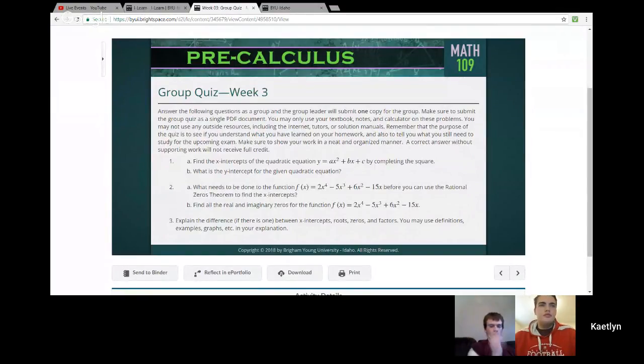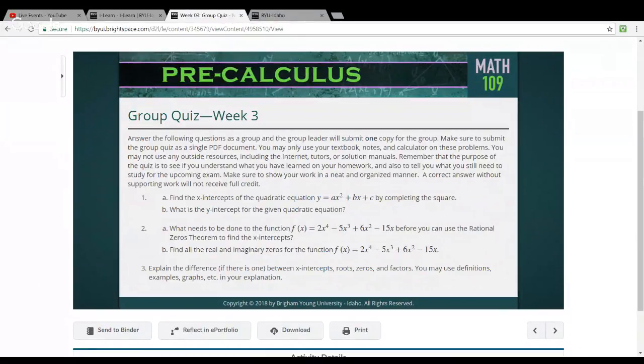Okay, sweet. So, first problem we have to find the x-intercepts of the quadratic equation y equals ax squared plus bx plus c by completing the square. So I can't decide if numbers or an actual equation was just left out, or if this is really what we're completing the square for. I think that's really what she wants us to complete the square for. I'm pretty sure it's just going to end up being letters.